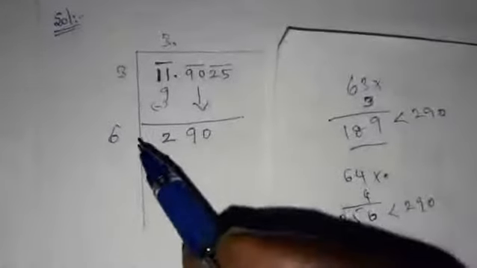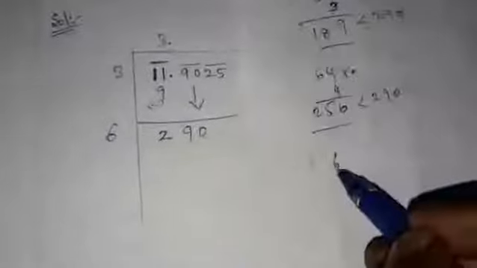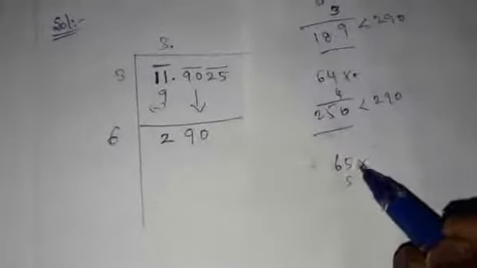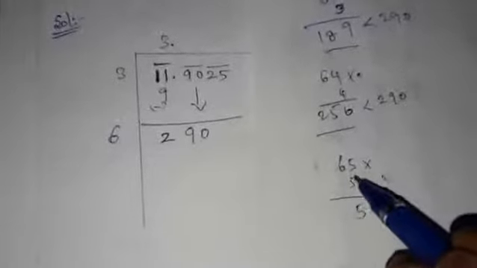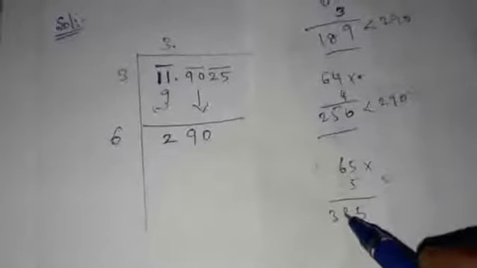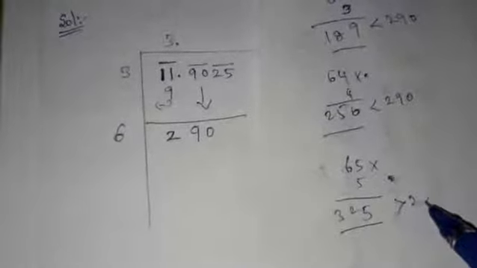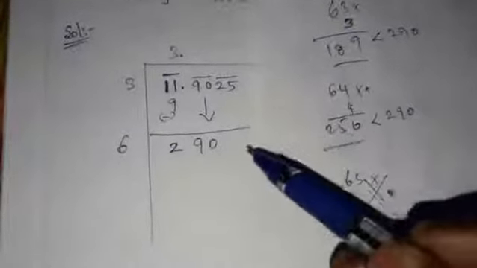If we write the number 5 here, 65 into 5, 5 5s are 25, remaining 2. 6 5s are 30, 30 plus 2, 32. See here, 325 is greater than 290. So we cannot take this number. This is the nearest value to the number.